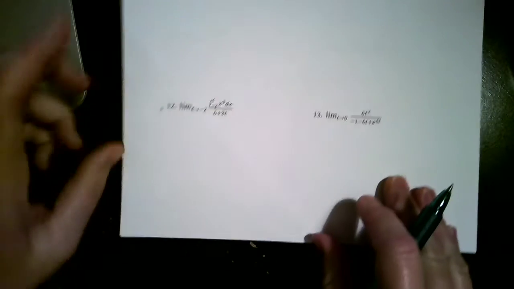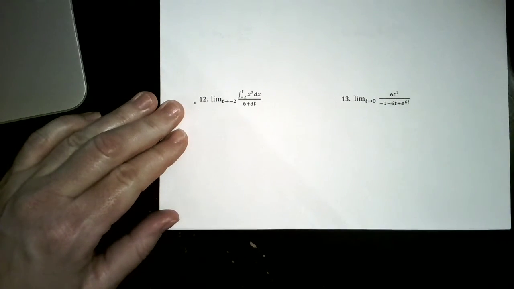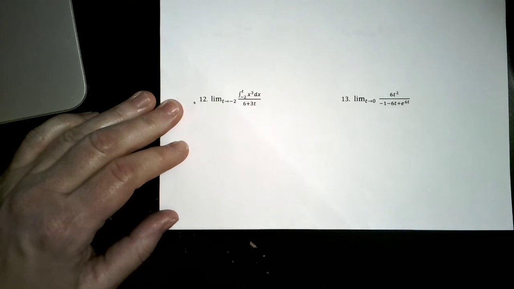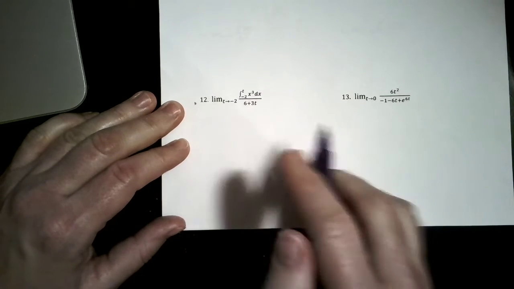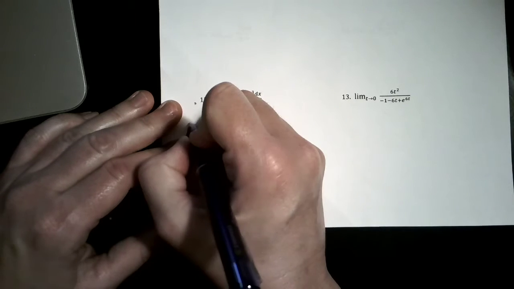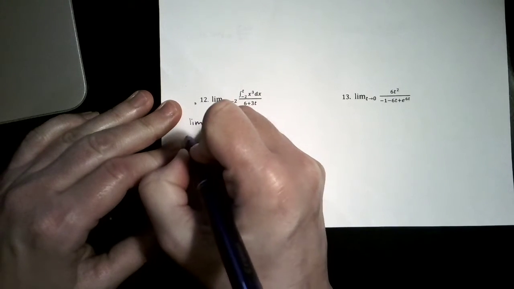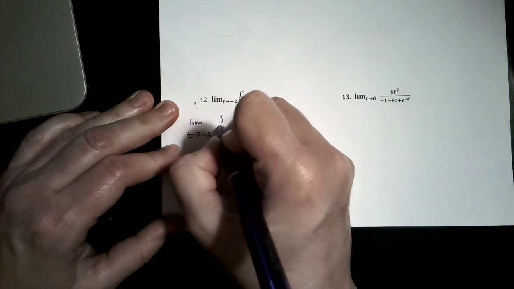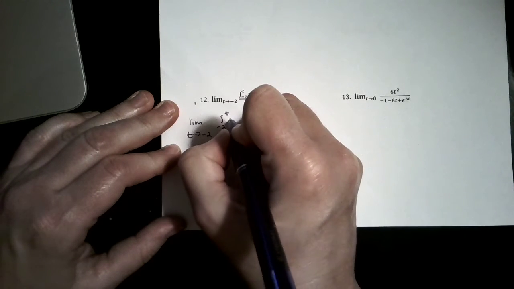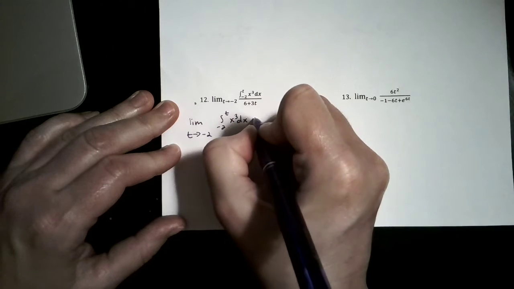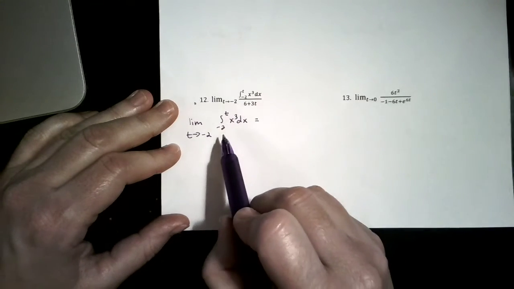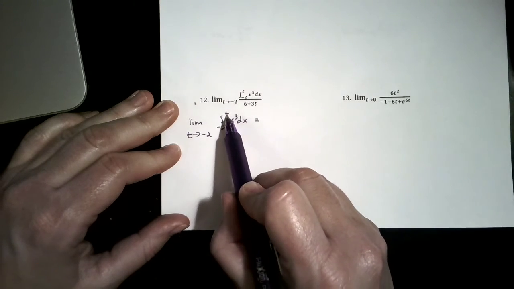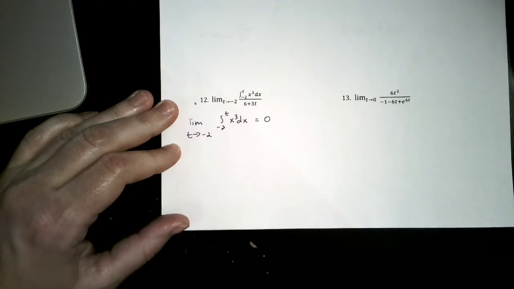We're going to skip down to 12. This is kind of an interesting problem. Okay. I'm going to go with this one. So we have an integral sign. So I'm going to do the limit of the numerator, the limit as t approaches negative 2, of the integral from negative 2 to t of x cubed dx. Let's think about that. If we are plugging negative 2 in for t, the integral from negative 2 to negative 2, it's going to be 0.